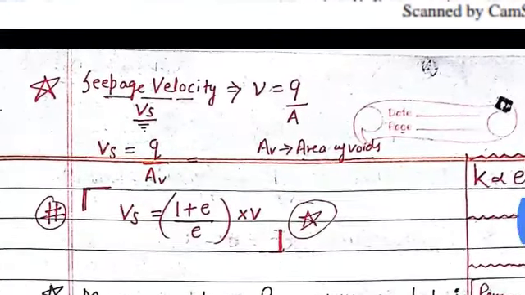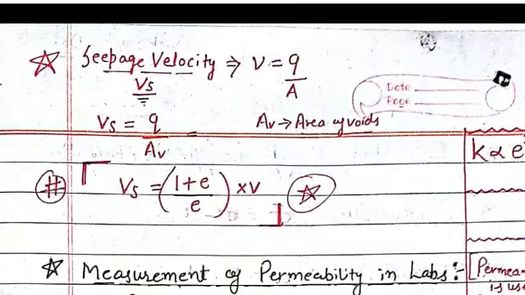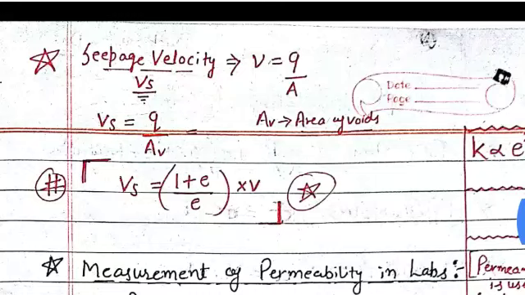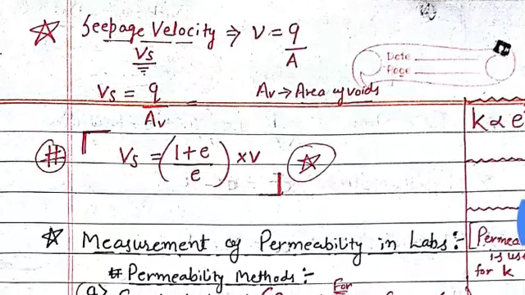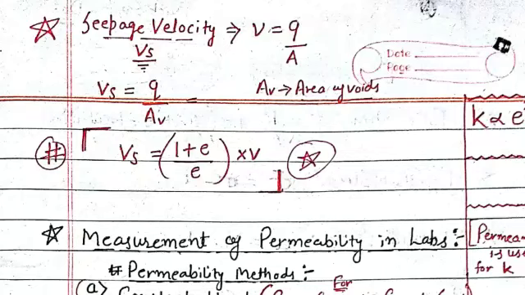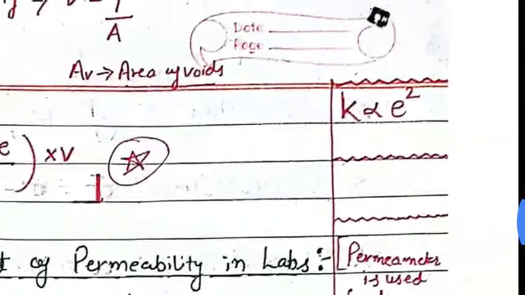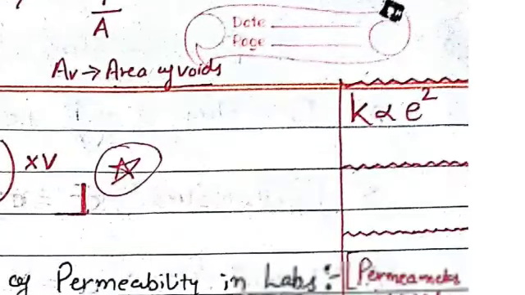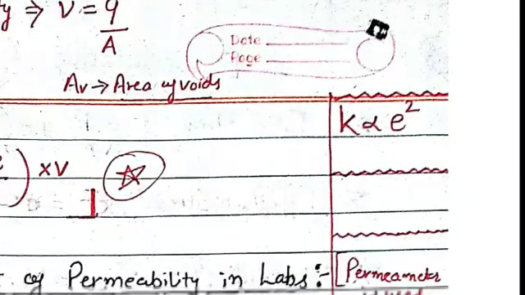Next one, seepage velocity. Seepage velocity is denoted by Vs, and Vs is equal to Q upon Av, where Q is discharge and Av is area of voids. Seepage velocity is also equal to (1 plus e) upon e, into v. It is very important. And for bonus, coefficient of permeability is directly proportional to square of void ratio.